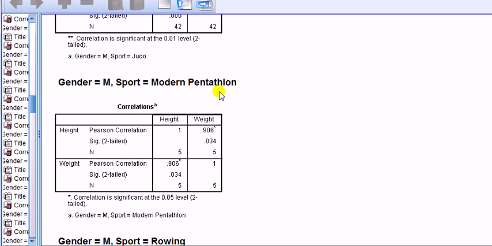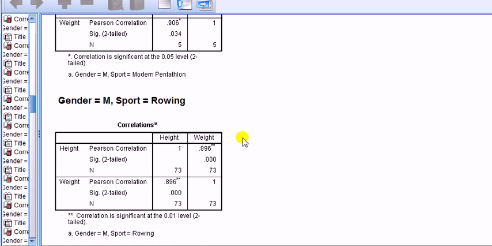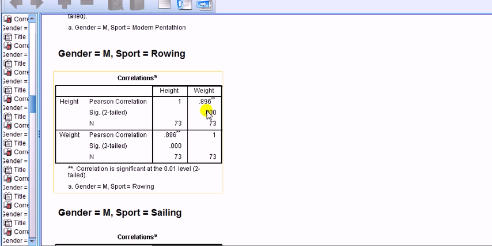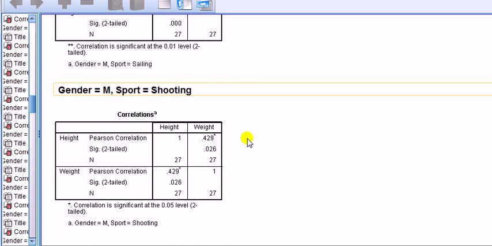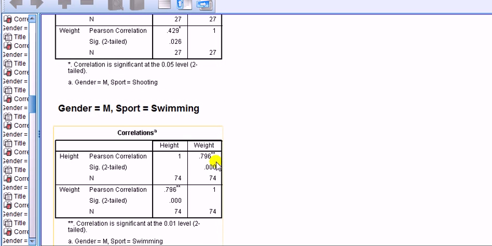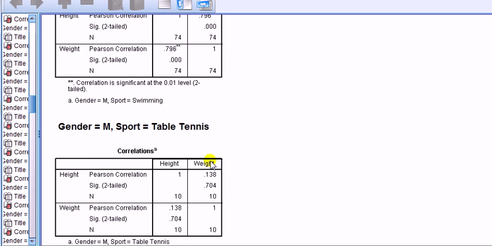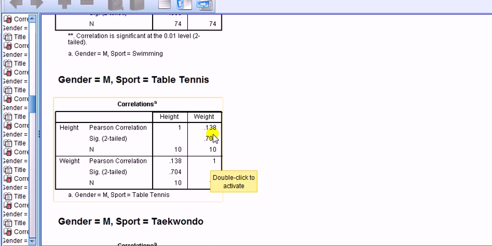The pentathlon is the sport where the athletes have to compete in 5 sports. Rowing, that's quite close to 0.9 as well. That's very high. That's almost the same. Sailing, slightly lower, 0.7. Shooting, 0.4. Swimming, 0.8. Table tennis, look, that is pretty low. That's the lowest so far, 0.14. That suggests for table tennis that proportion of weight and height doesn't matter as much.